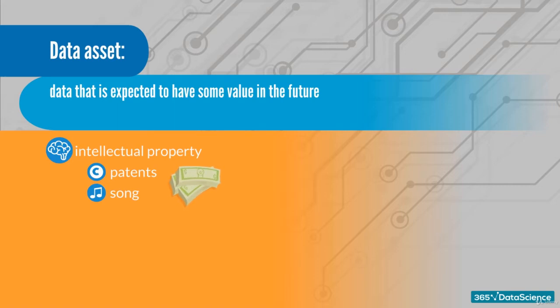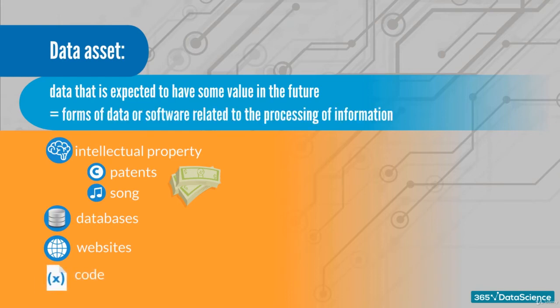As a consequence, a database with thousands of records is another type of a data asset, one you could later use for analysis and deduct valuable insights which will improve your business in the future. Other instances are websites providing specific text information or pieces of code. Therefore, data assets are any forms of data or software related to the processing of information.